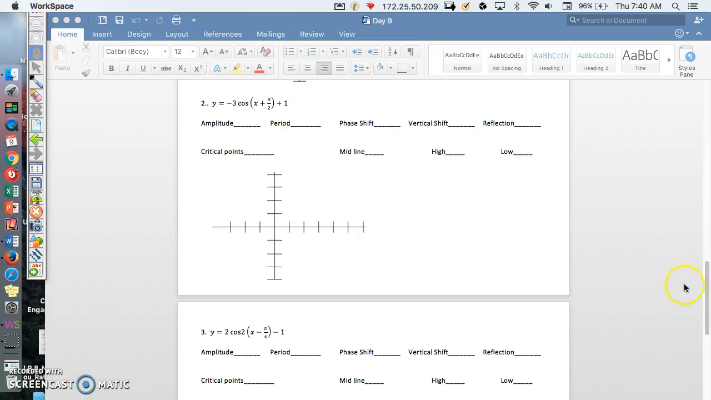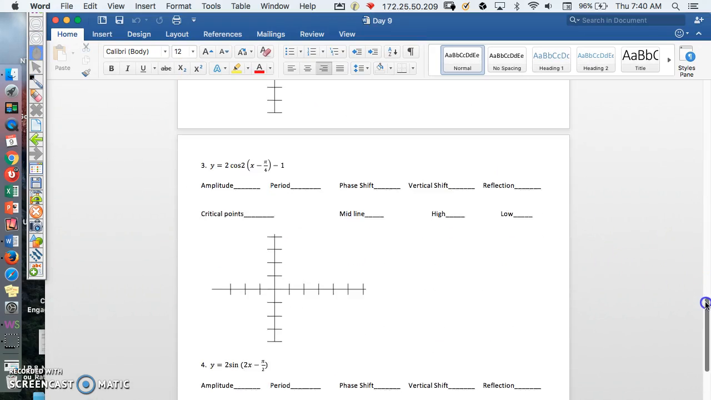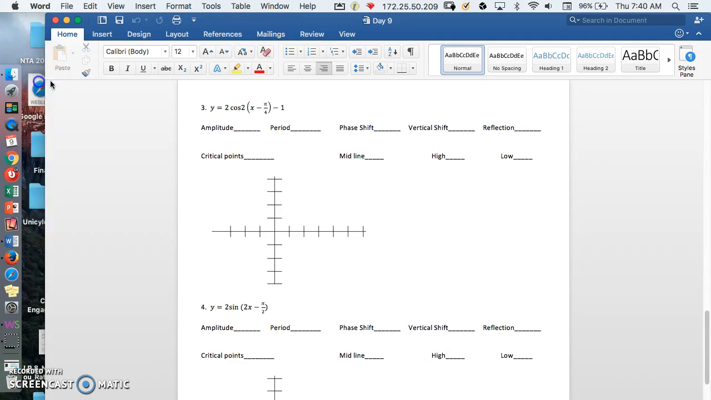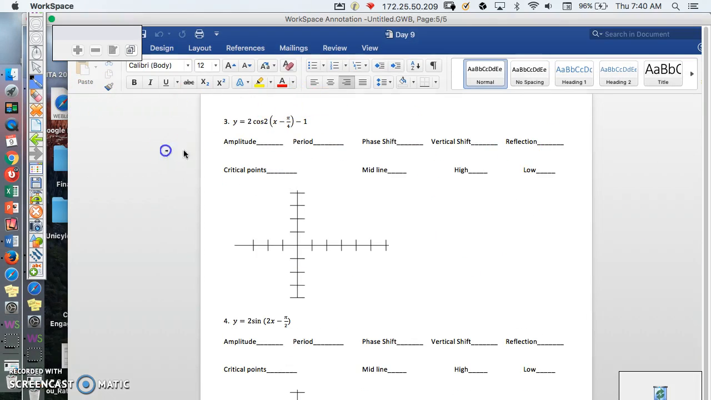So let's take a look at a couple more of these where there's a lot more stuff going on. So this next one here, our amplitude is 2. Our B value is 2 on this one, so our period is 2 pi over 2, which would just be pi. Our phase shift is minus pi over 4, so to the right, pi over 4. Vertical shift is down 1, and there isn't a reflection.